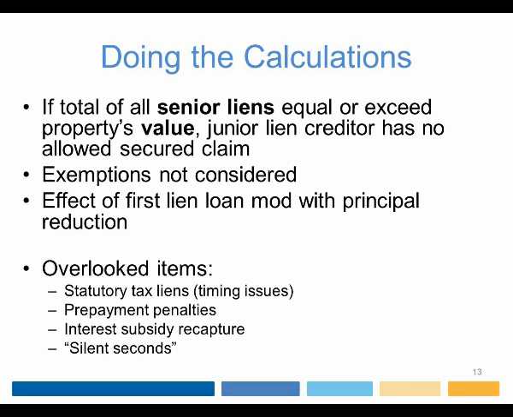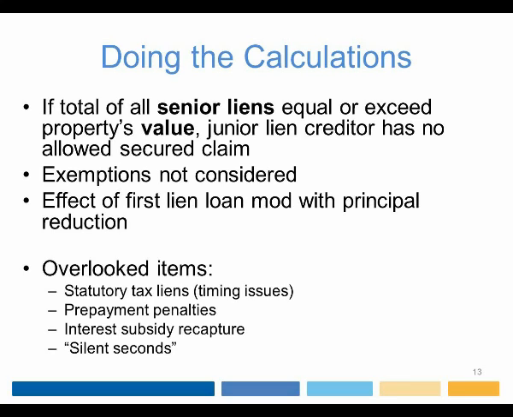Mark probably mentioned in the last webinar that you do consider exemptions when you're using the judicial lien avoidance provision under Section 522(f). That's completely different from what we're talking about here. That's only for judicial liens, when a creditor gets a judgment against the debtor and it gets recorded as a lien. Here we're talking about voluntary mortgages.